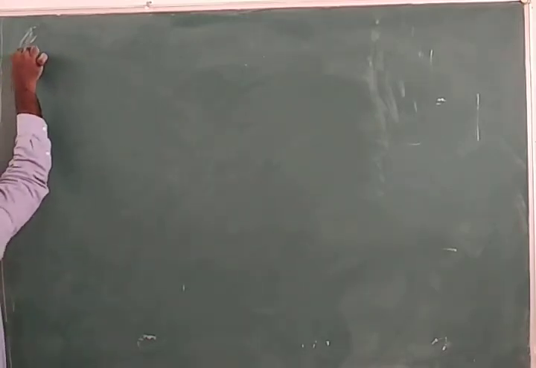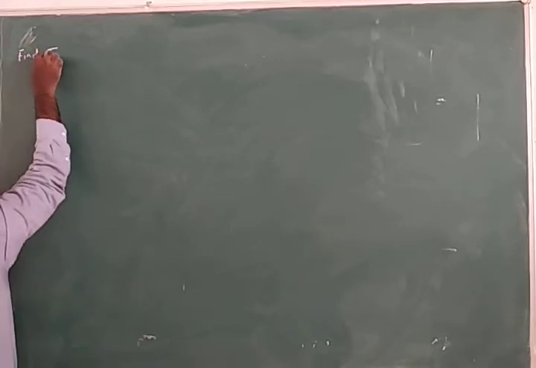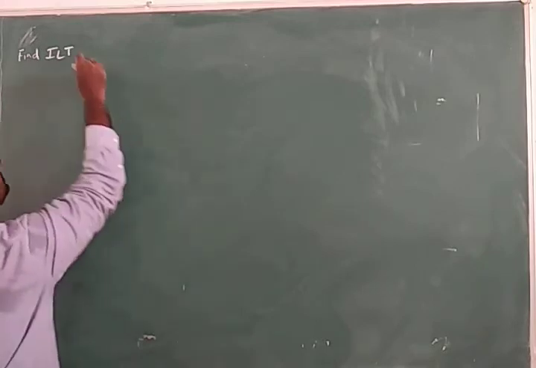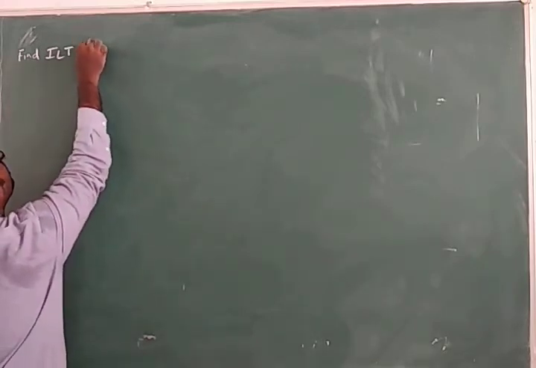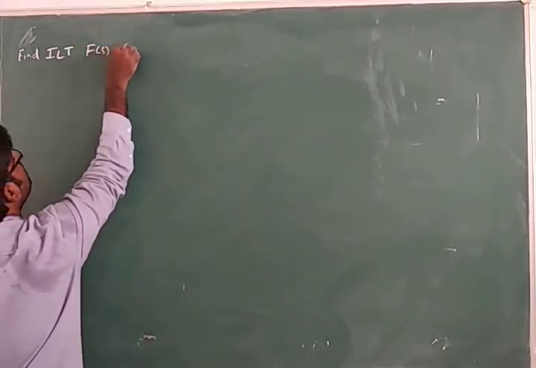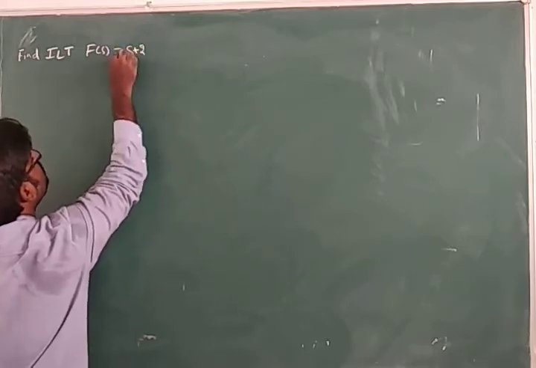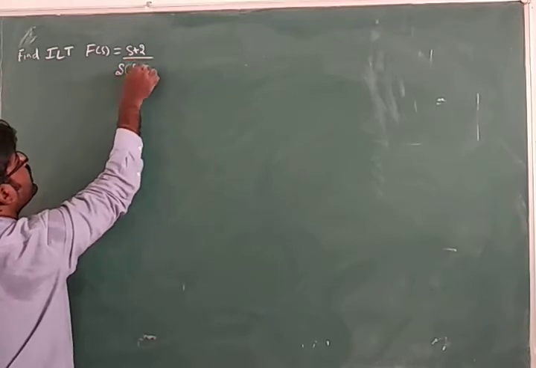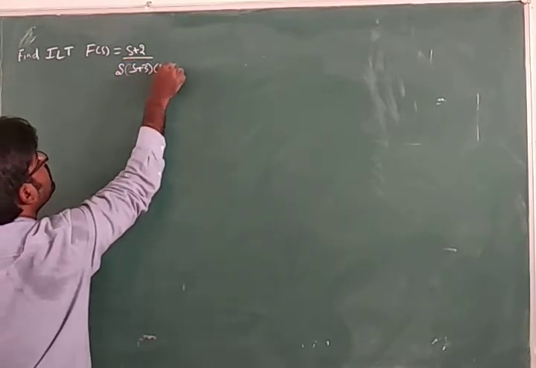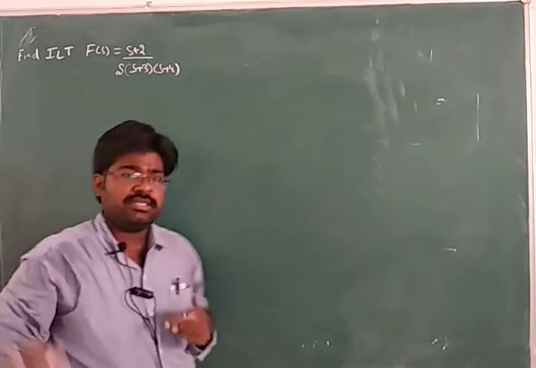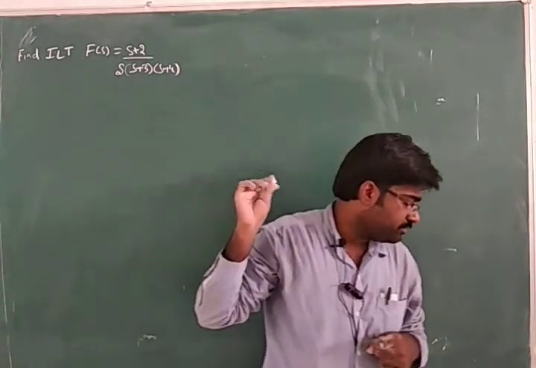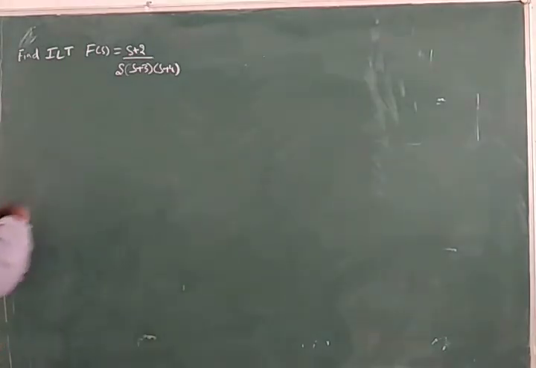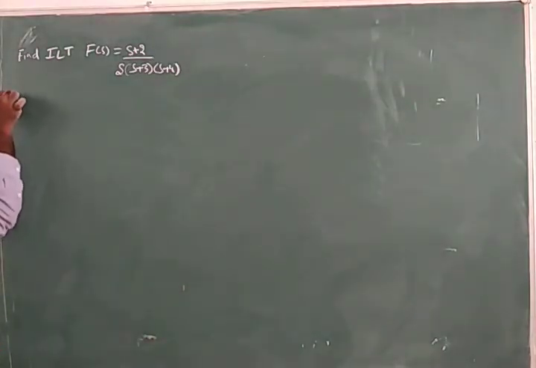Find the inverse Laplace transformation, ILT shortcut, I am writing. Find the inverse Laplace transformation of F(s) equal to (s plus 2) divided by s into (s plus 3) and (s plus 4). So this is the given function, s into (s plus 3) into (s plus 4), and see here the solution.